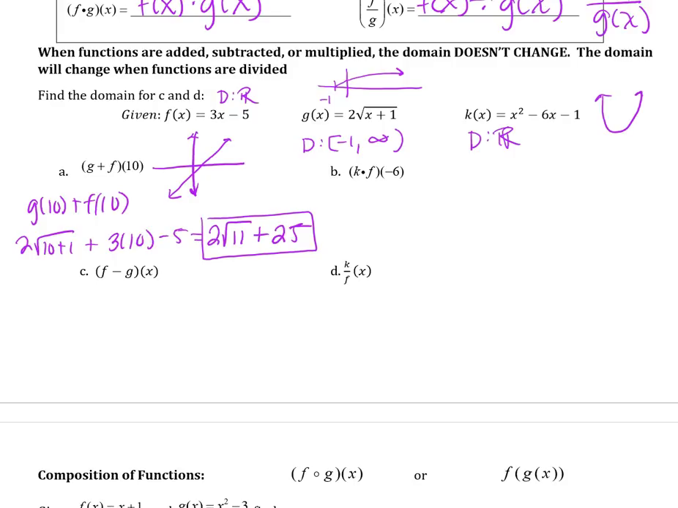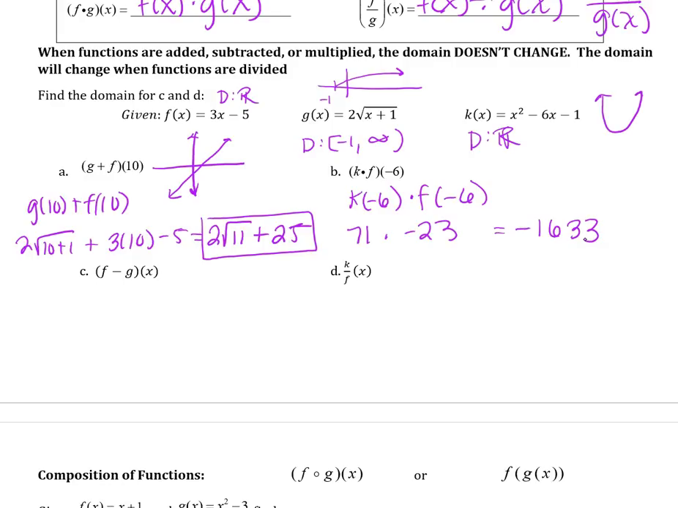Okay, on to the next. I'm not going to do this all the way out, but you would just evaluate the k function, which is this parabola at -6. Evaluate the f function at -6 as well, and then you just multiply those together. So just to save us some time here, that would be 71 times -23, which is -1633.